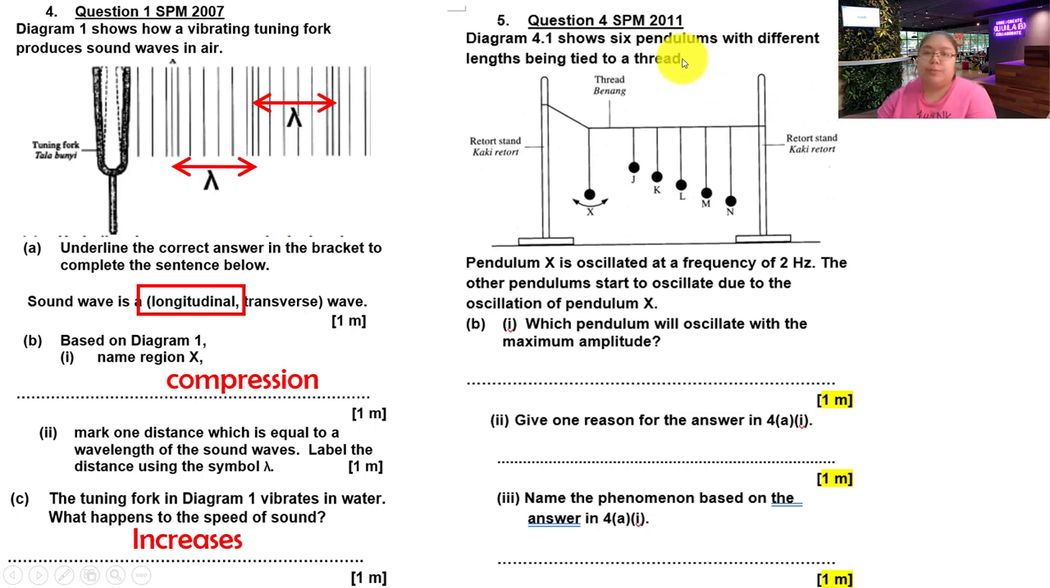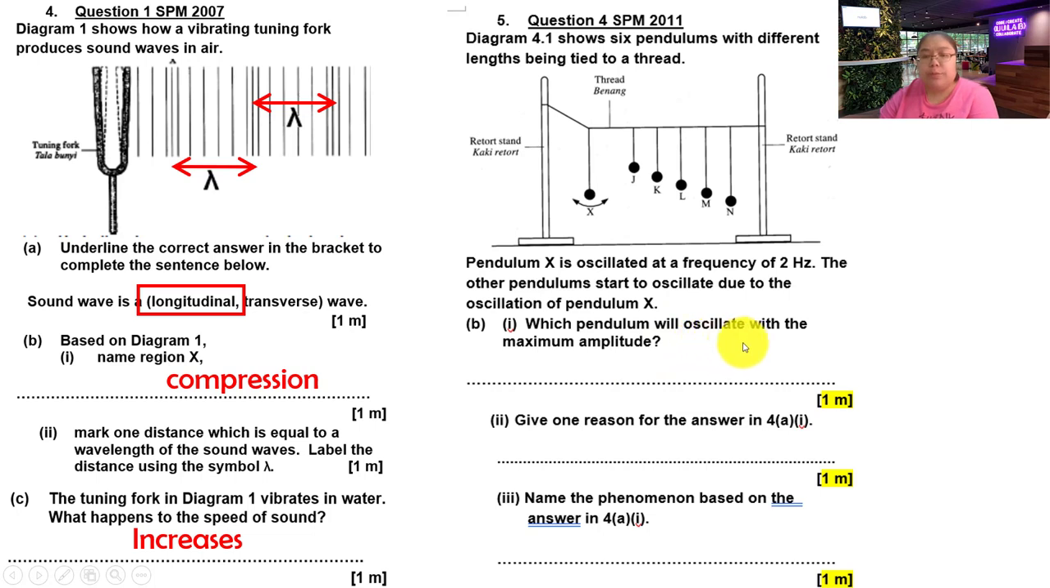Okay, then number 5 should be resonance. We have 6 pendulums with different lengths, tied to the track. This one is pendulum X. I will start to vibrate this one first, so this one we call the driver frequency. From here X will oscillate at a frequency of 2 Hz. You write down the info first, 2 Hz. Then the other pendulums start to oscillate due to the oscillation of pendulum X. So when I just oscillate X, the others will continue to oscillate because they are together on the same string. Okay, now we're going to see B.